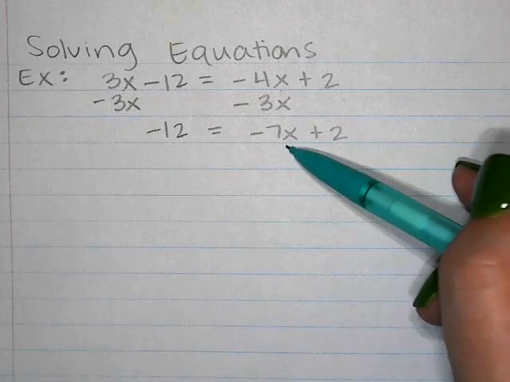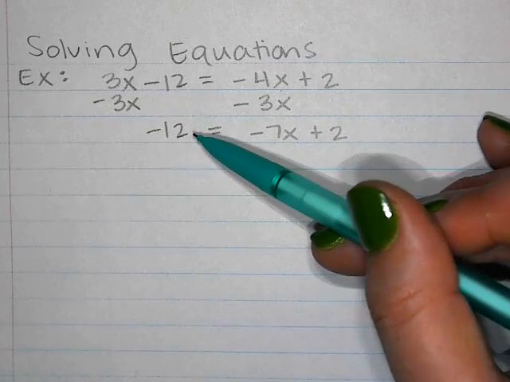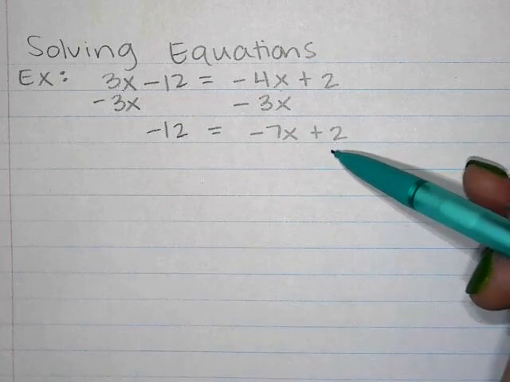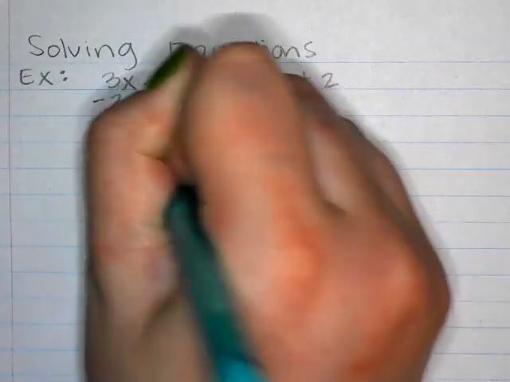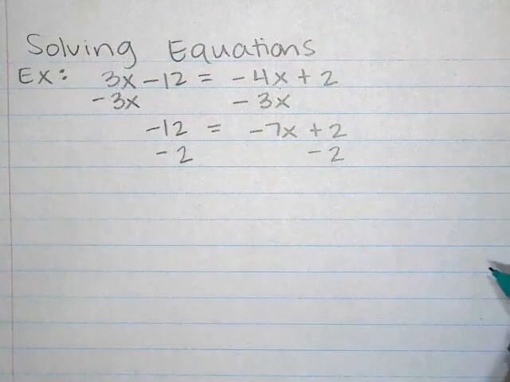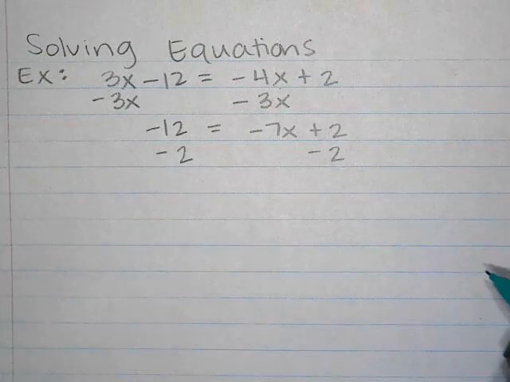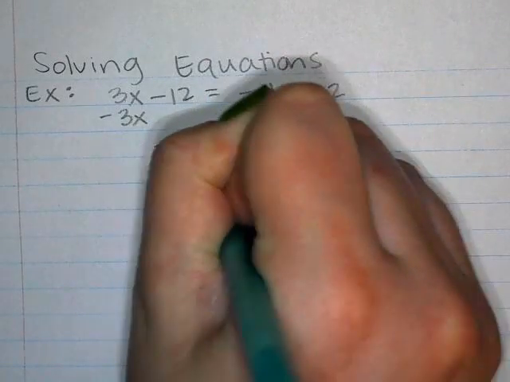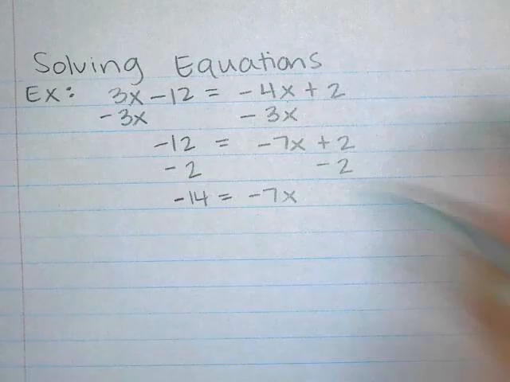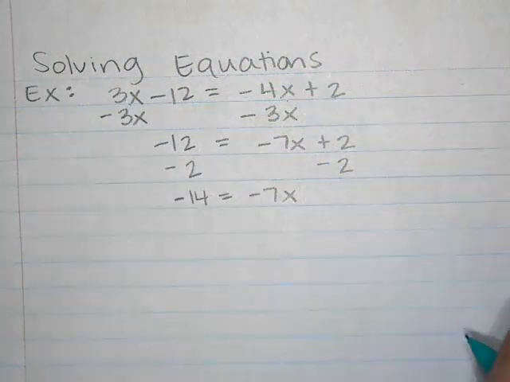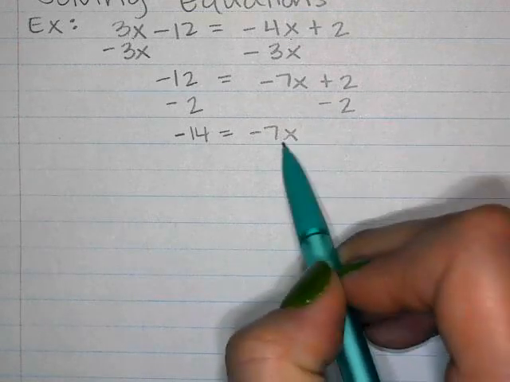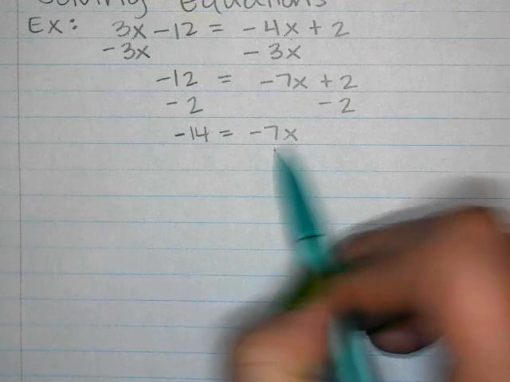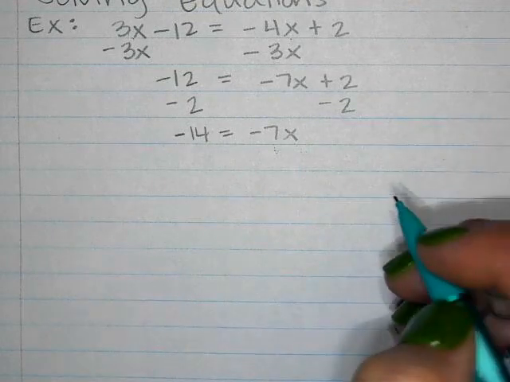So if the x's are over here, that means that we want the numbers on the other side. So how do we move a positive 2? We're going to subtract it. Negative 12 and negative 2 gives you what? Negative 14. All right, and then how do we get it so that the x is by itself? So the 7 and the x are currently being multiplied, so the opposite of multiplication is division.